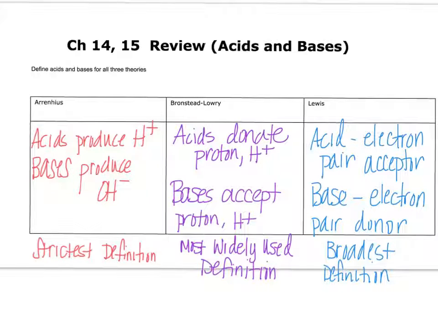And then the last definition is the Lewis definition, and it is the broadest of the definitions, meaning there's going to be more things that would be considered to be an acid or a base under that definition. And that one's a little bit different because this time the acceptor is the acid and it accepts electron pairs, and the base will donate electron pairs. And so that one is the broadest definition.